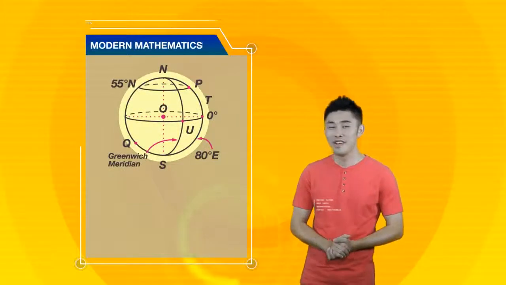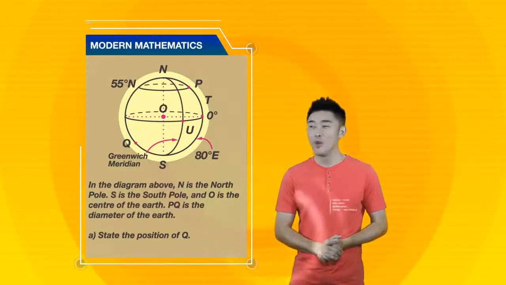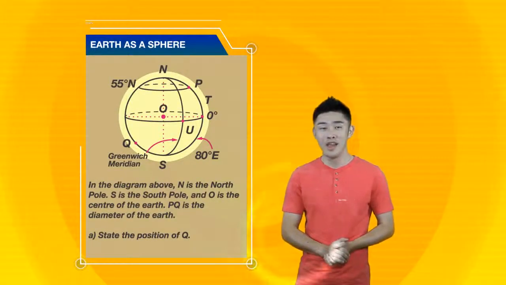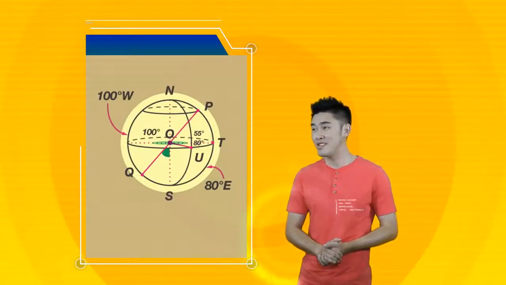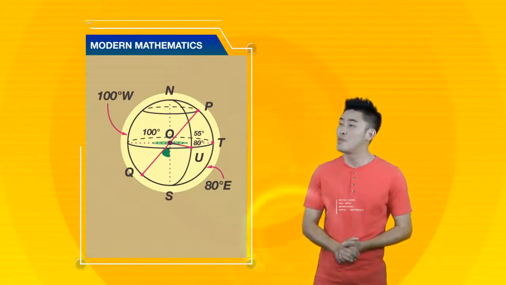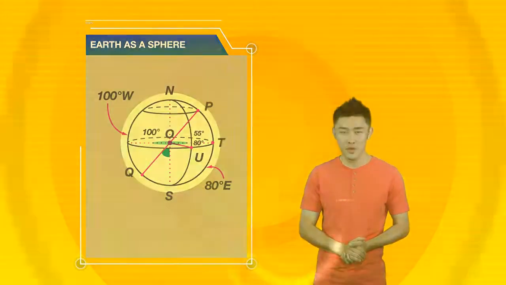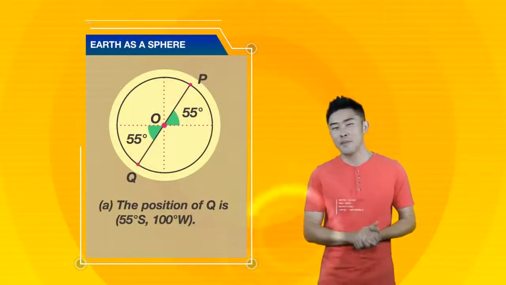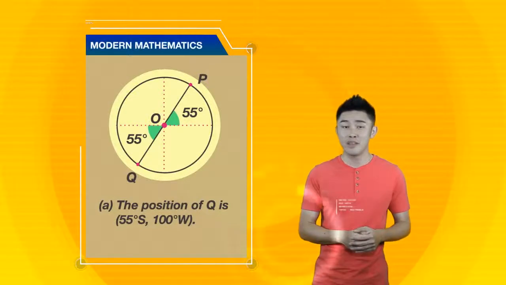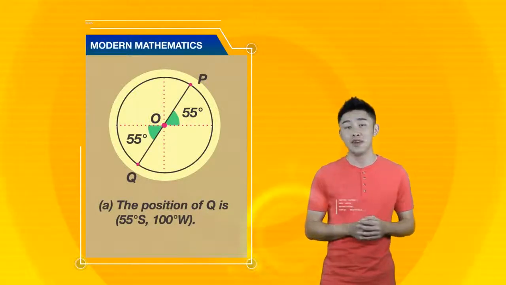Alright, here we are given a question where N is the North Pole, S is the South Pole, and O is the center of the Earth. The first clue that is given is that PQ is the diameter of the Earth, and we are supposed to look for the position of Q. Knowing that PQ is the diameter of the Earth, we are able to utilize the latitude of P to find the latitude of Q.